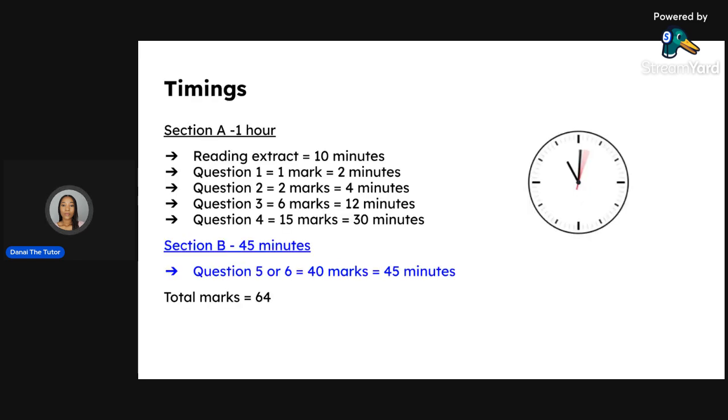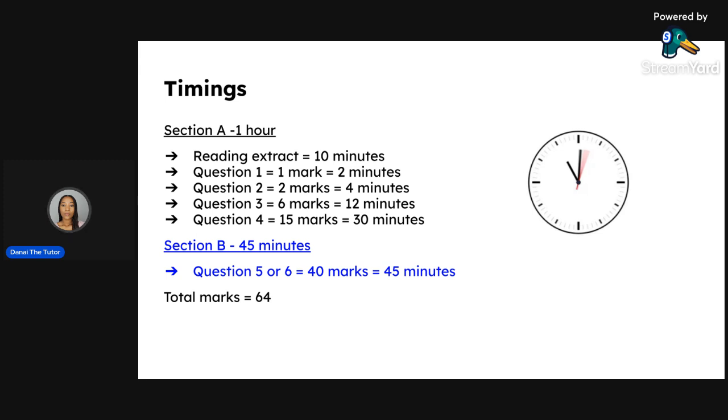So the timings are as follows. Section A, you have 1 hour to complete that section, okay? And then section B, you have 45 minutes. And so the whole paper is 1 hour, 45 minutes.